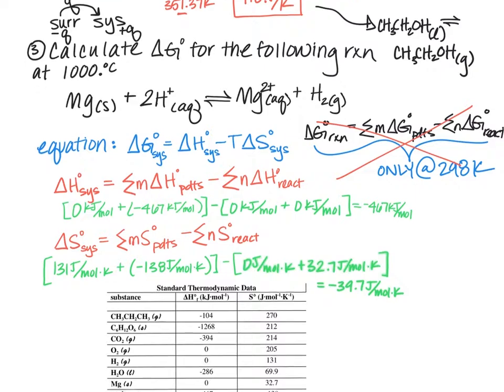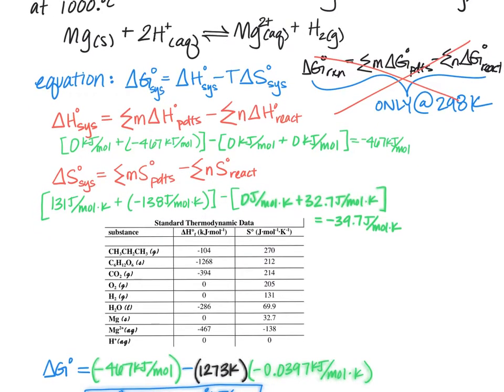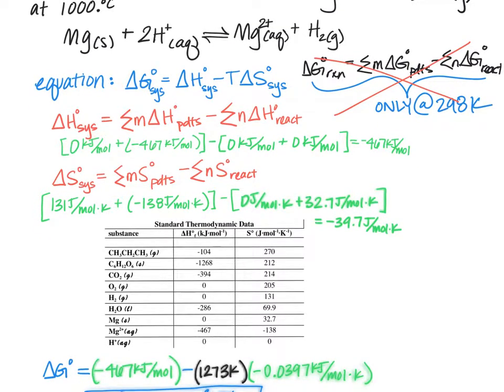Okay, so I'm going to move this up just a little bit so you can see the standard thermodynamic data in this chart right here. So these values are given at 298 K, but I can correct for the temperature using the equation given. So to calculate delta H of the system, I'm going to take delta H of the products. So in this case, the products are magnesium 2+ and hydrogen. Here's hydrogen.